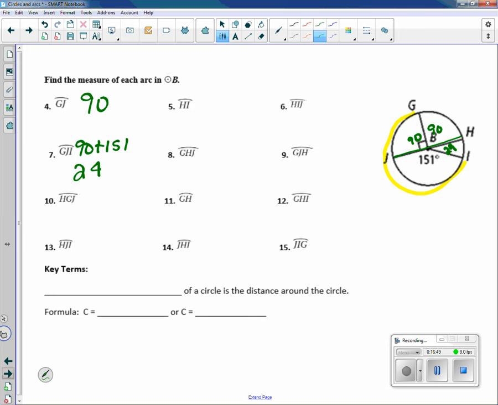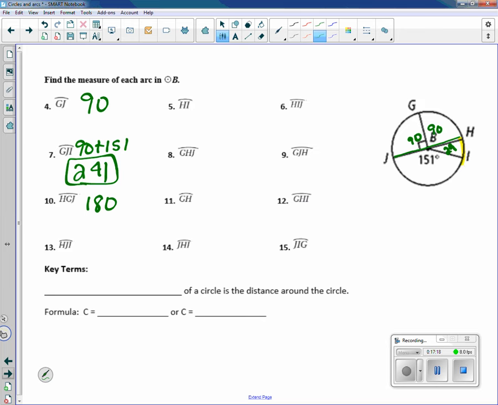And that becomes 241. Beautiful. All right? Then it says H, G, H to G to J. 180. And then I will do 13, then you're on your own. You ready? H, J, H, J, I.